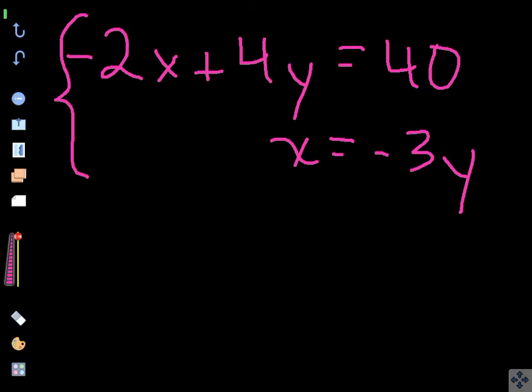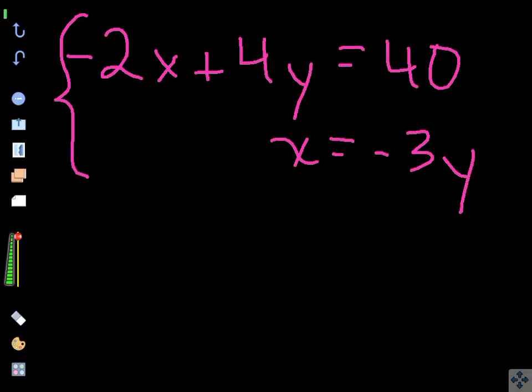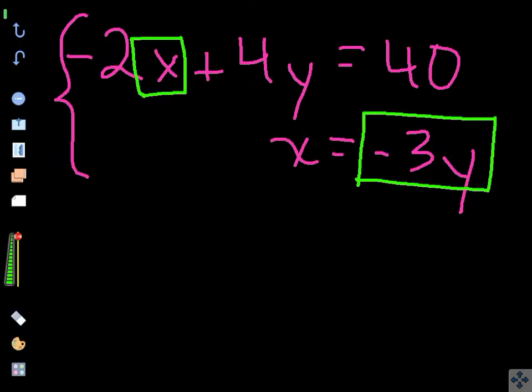In this system, the top equation is in what we call standard form, something x plus something y equals a number. The second equation is x equals negative 3y. Because the second equation is x equals something, the simplest way to solve it would be to use the substitution method. So because x equals negative 3y, wherever we see x in the top equation, we can replace that with negative 3y.